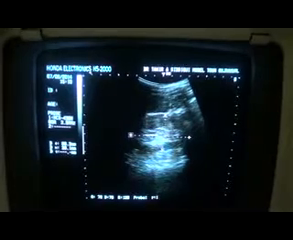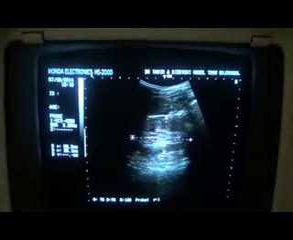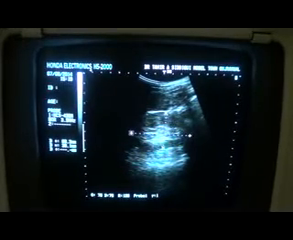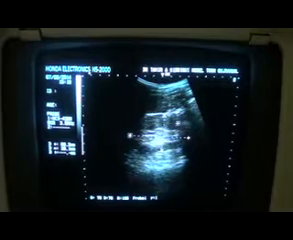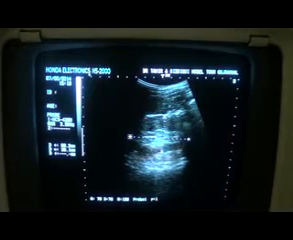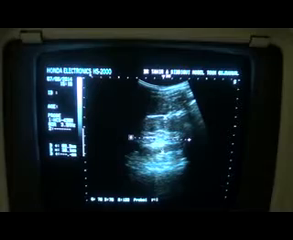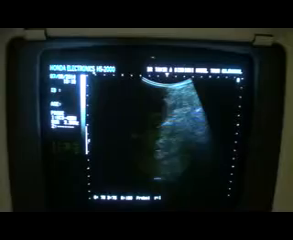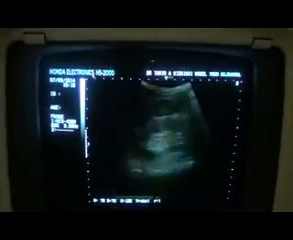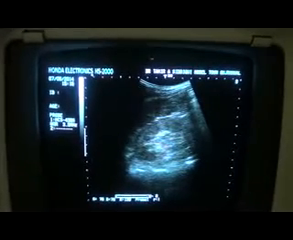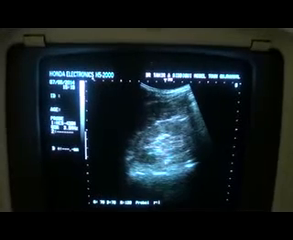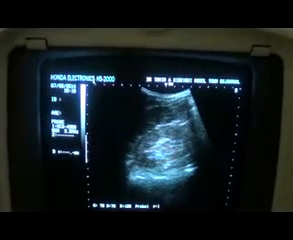Now this kidney does show the pyramids. These are the pyramids. So in this kidney corticomedullary differentiation is intact and the central sinus echo complex is preserved. No calculus or focal lesion is seen relating to the kidney, upper or lower pole. Only the echogenicity of the cortex is raised. Thickness of the parenchyma is normal. So no hydronephrosis seen.